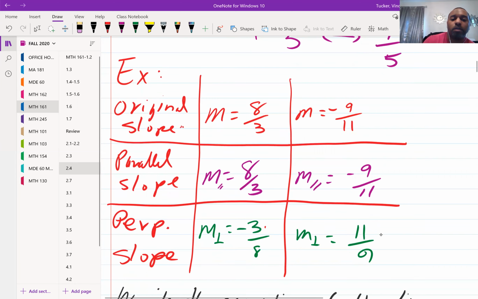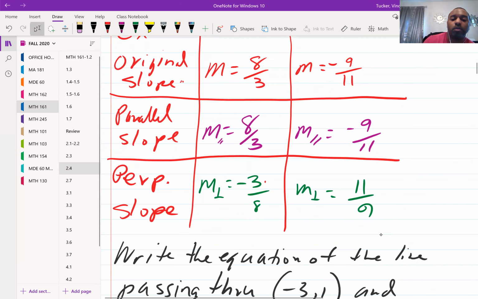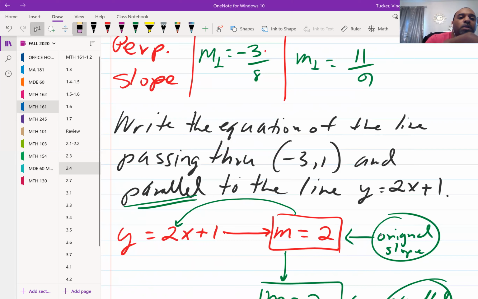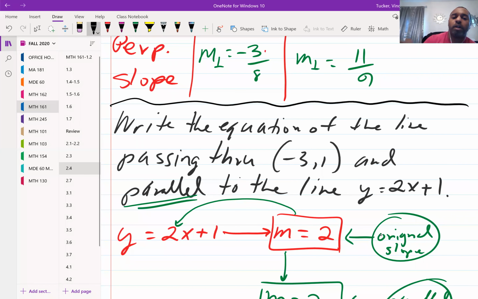All right. So that leads us into the next one. It says write the equation of the line passing through the point negative 3, 1 and is parallel to the line y equal to 2x plus 1. So we want to write the equation of the line that passes through the point negative 3, 1 and is parallel to the line y equal to 2x plus 1.